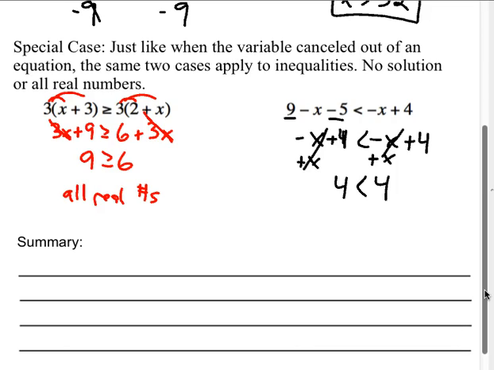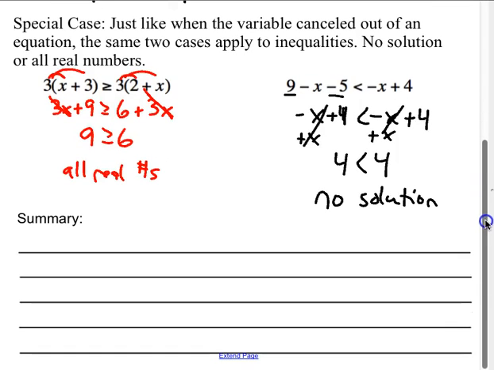4 is equal to 4, not less than it. So this, despite looking halfway true, is actually false. 4 is not less than 4. So that means there is no solution. It doesn't matter what x originally was, it is going to be false. No x will make it true ever. Okay? So then I just wanted to make sure to point out the parallels that equations have to inequalities in those special cases.